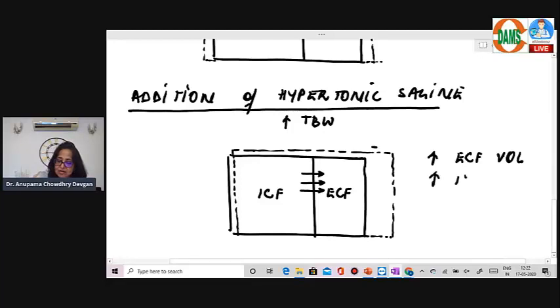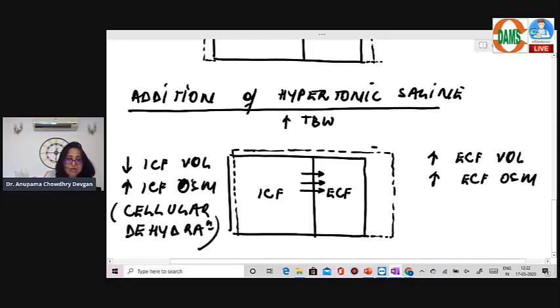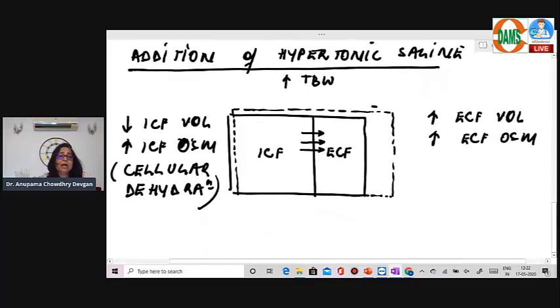There is also an increase in the ECF osmolality. There is a decrease in ICF volume and an increase in ICF osmolality. Yes, it will produce a cellular dehydration. Please remember, even though you are increasing the total body water, you are adding water, you're still causing the cells to shrink. This is what happens if you add hypertonic saline, isn't it?